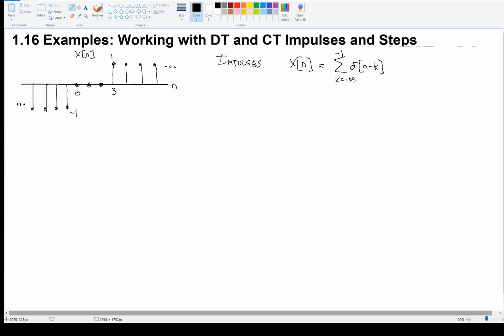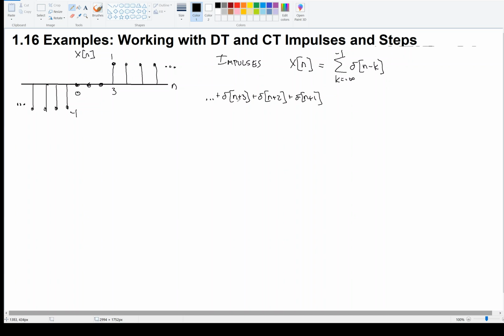Okay, so think about what that is, and whenever we write something in sigma notation like this, you can just start plugging in values of k to try to get an idea of what's going on. So if we did that, let's say k is equal to -3. So this would be delta of n plus 3, and then the -2, delta of n plus 2, and the delta of n minus 1, or n plus 1, excuse me, the -1 term.